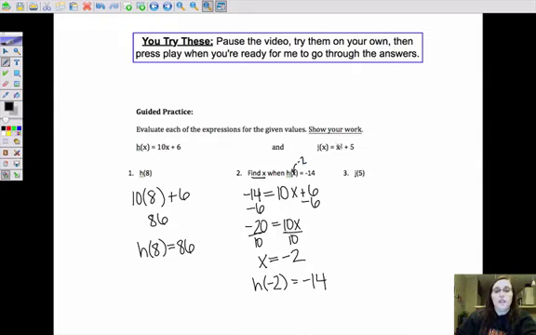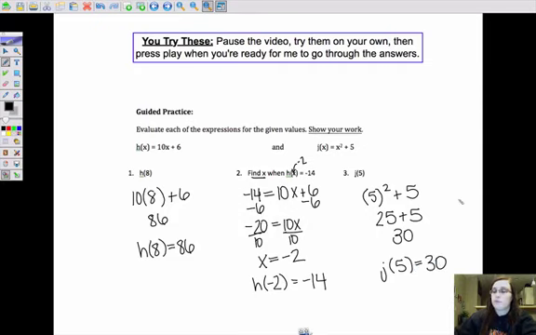Lastly, j of 5, I'm going to use this function and do 5 squared plus 5, or 25 plus 5, which is 30, which means j of 5 equals 30.